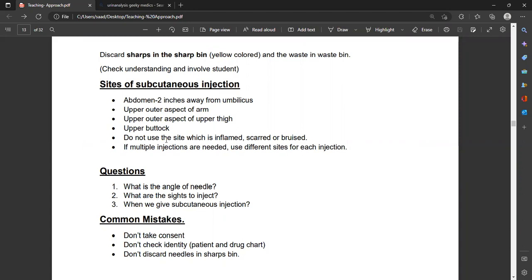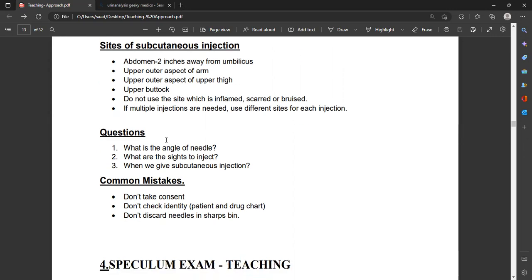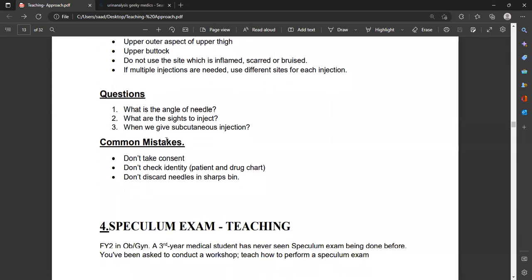Let's discuss the sites. There are 5 or 6 important sites. They are the upper abdomen, the outer aspect of the arm, thighs, buttocks, and so forth. You can state all these sites, and there are questions. The examiner can ask questions. Yes, of course. She can ask, doctor, what should be the angle of the needle? And what are the other sites? And why do we give supplement injections? You might be asked in the beginning.